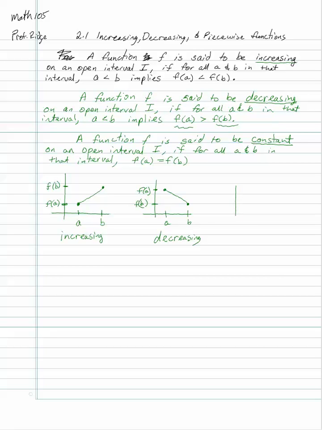And then constant, now it doesn't matter which one's on the right or left since they're all going to be equal to each other. So see, it's not going up or down, it's just going sideways. It's a horizontal line. Okay, so that's constant.